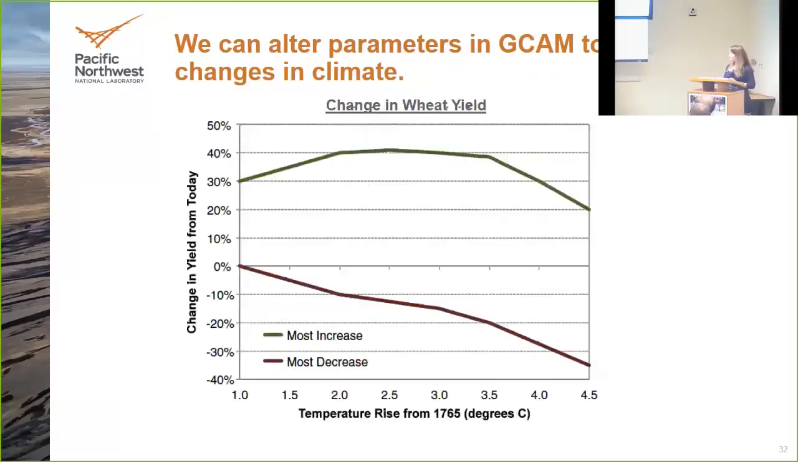What I did was I took one of those figures and drew a line at the top and the bottom and said, well, what if we're at the top end of this? So we've got yields going up by the most of any of the studies that we've looked at before. And what if we're at the bottom end of this and we're just taking the biggest yield declines that you can see in the literature?